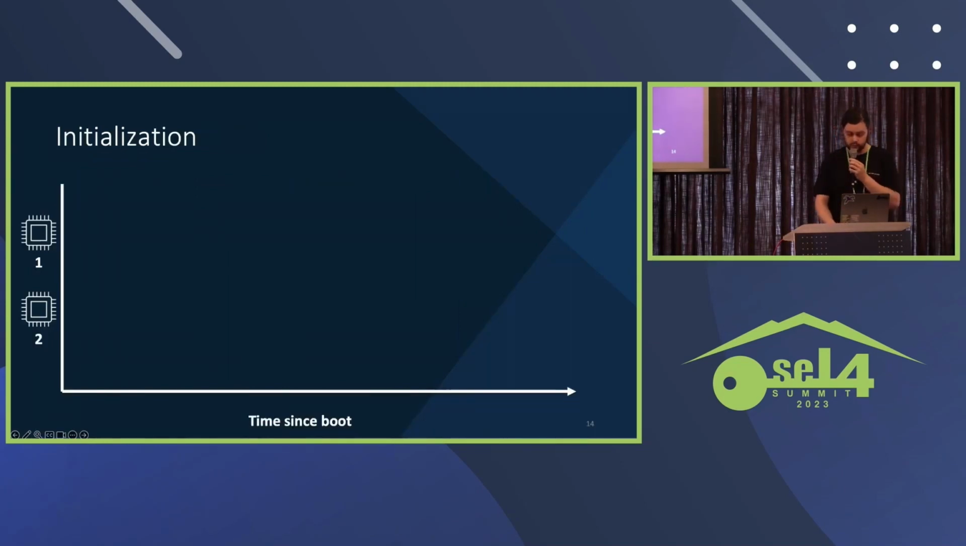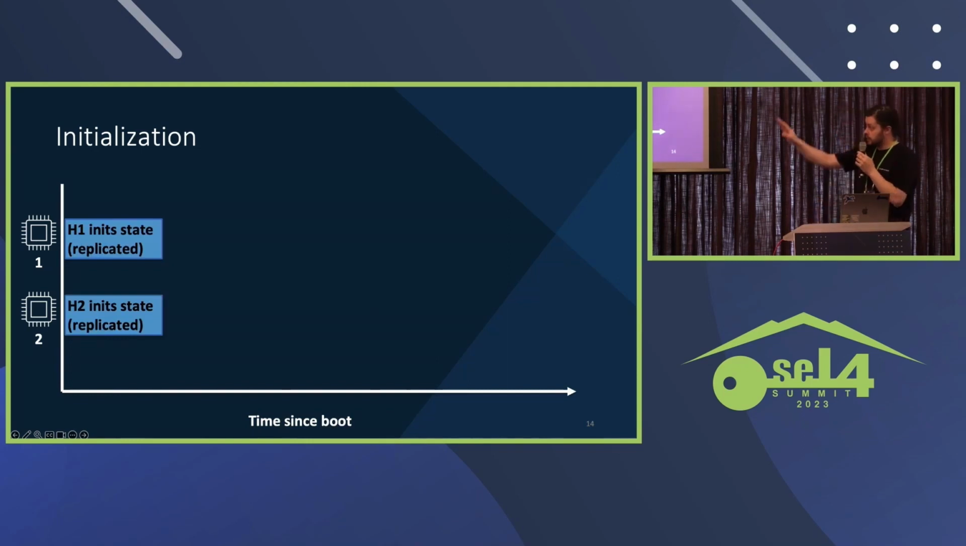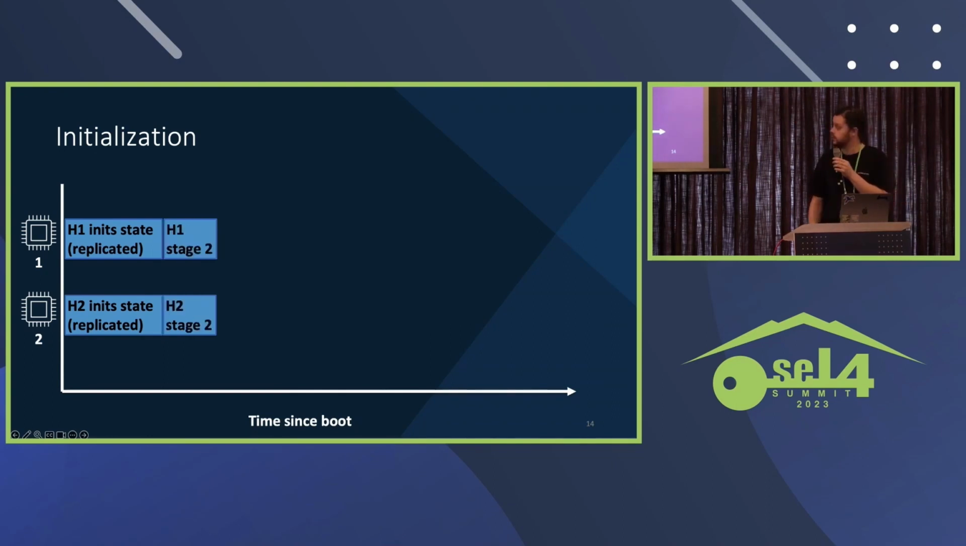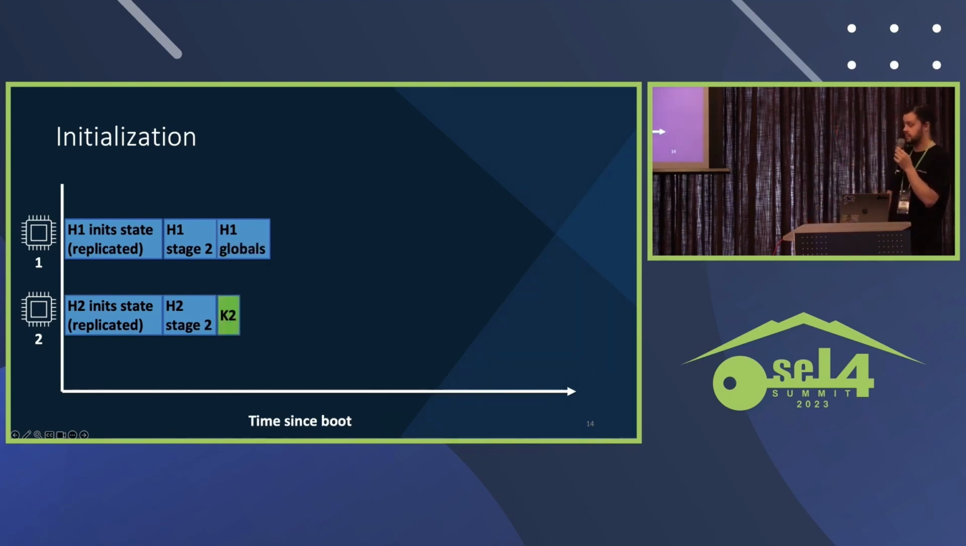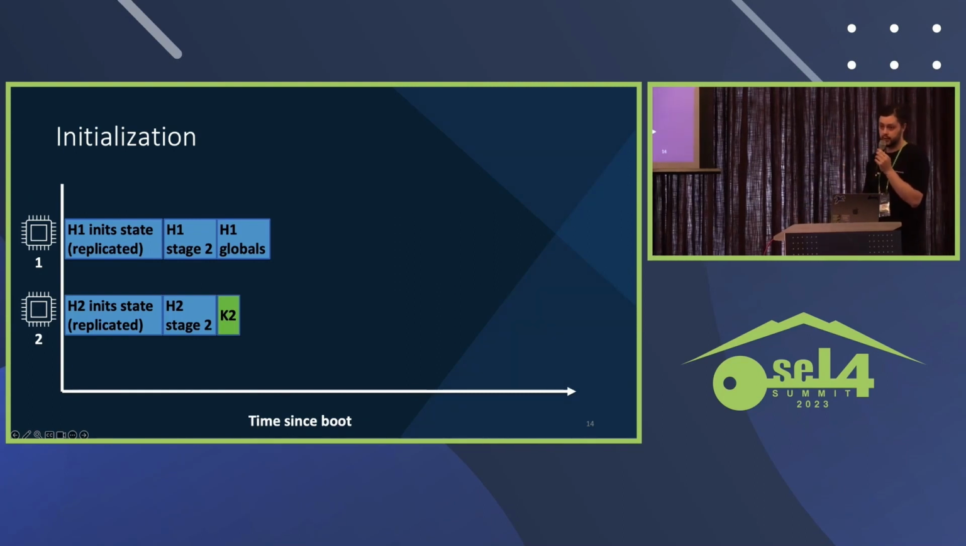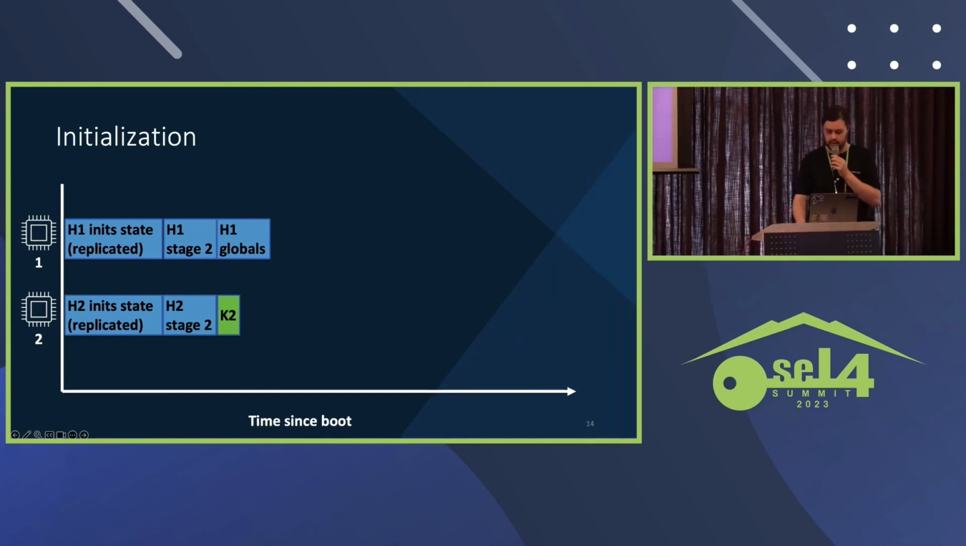So how does initialization work? The hypervisor on each core is launched by the runtime system. They initialize all of the replicated state. They then both set up the stage 2 translation tables for the guest. The first hypervisor is responsible for setting up any global state that's needed. Meanwhile, the second hypervisor blocks waiting for an event because its core isn't supposed to start yet.